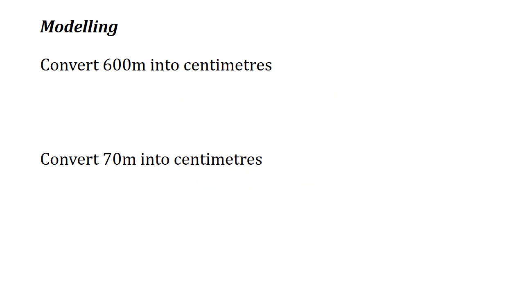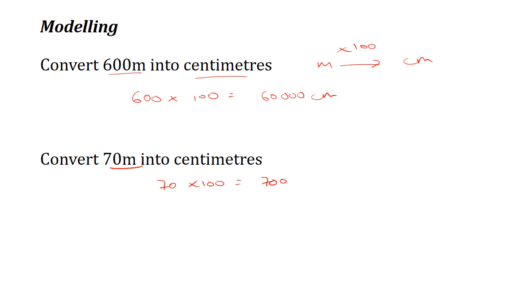Right, next one, converting meters into centimeters. We need to remember that turning meters into centimeters is done by multiplying by 100 because there's 100 centimeters in a meter. So 600 multiplied by 100 is 60,000 centimeters. You try this one. And you should have got 70 multiplied by 100 is 7,000 centimeters.